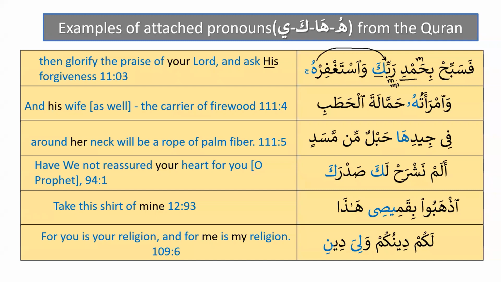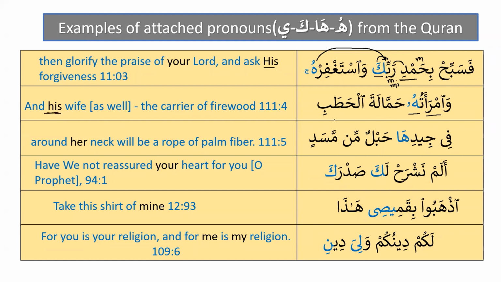Why is it mudaf and mudaf ilayh? Because for hamdi it is mudaf ilayh, and for ka it becomes mudaf. Wastaghfirhu, and seek his forgiveness. Wamra'atuhu hammalat al-hatab. Now we can see over here, wamra'atuhu is again mudaf mudaf ilayh, his and his wife, referring to the wife of Abu Lahab.